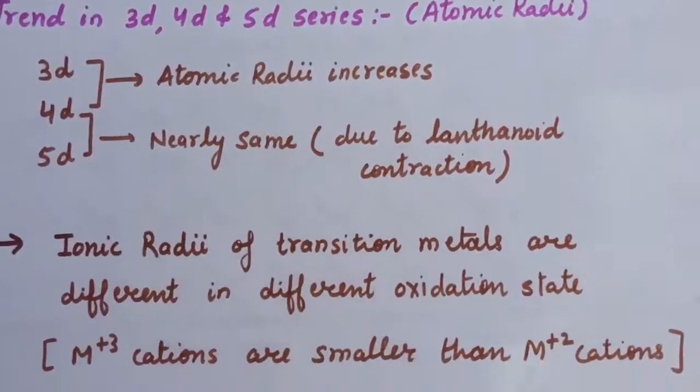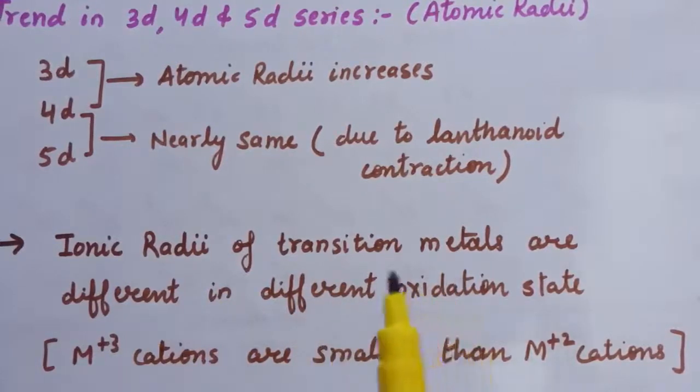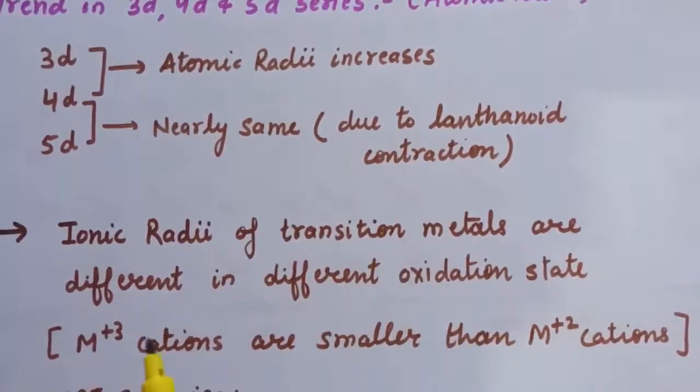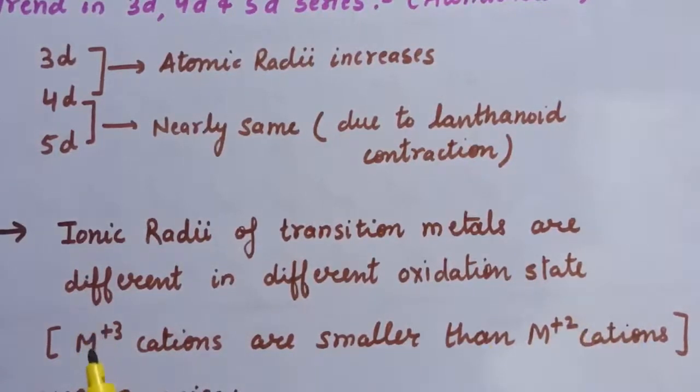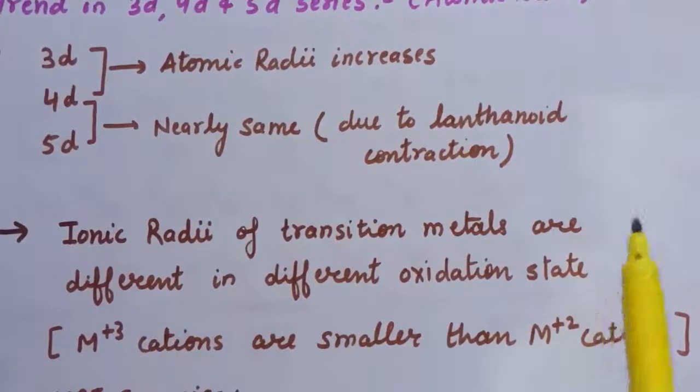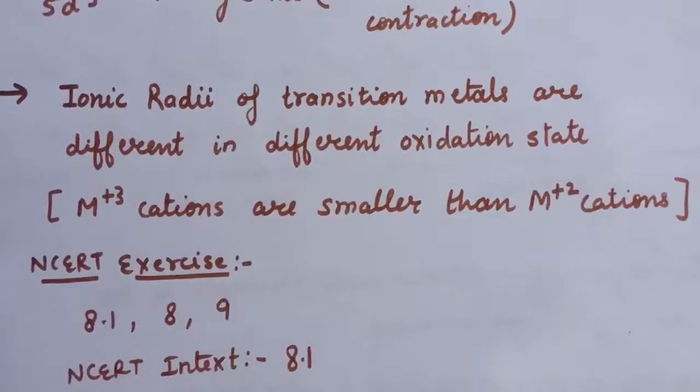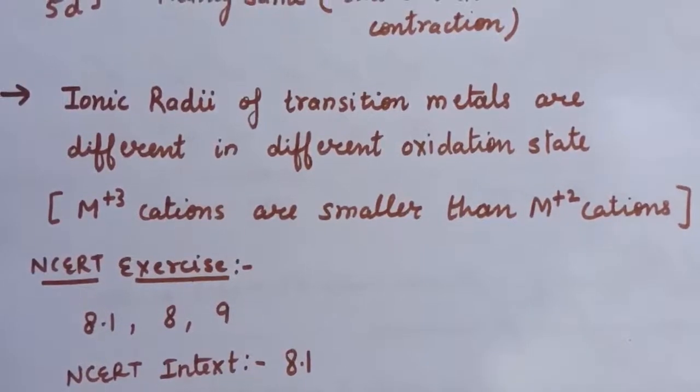Now next, ionic radii of transition metals are different in different oxidation states. For example, M+3 cations are smaller than M+2 cations. This can be explained in that here M has +3 charge and here M has +2 charge. So ionic radius decreases with increase in effective nuclear charge, and that is why M+3 cations are smaller than M+2 cations. So this is all about electronic configuration and the trend of atomic and ionic radii in d block elements.